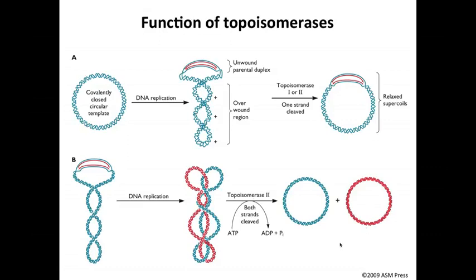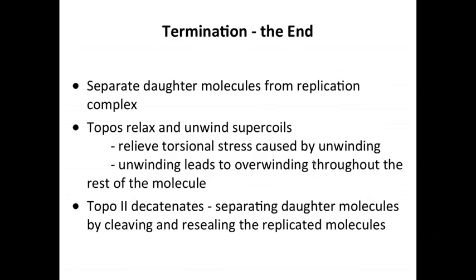So topoisomerases are incredibly important at the end of DNA replication, not only to remove the two products, but during replication to remove the overwound regions. So this is a summary of what I've just told you, the end of DNA synthesis. We separate the daughter molecules by decatenation by topo 2, by cleaving and resealing, and during replication, topos relax and unwind the supercoils. They relieve torsional stress caused by unwinding in the area of DNA synthesis.